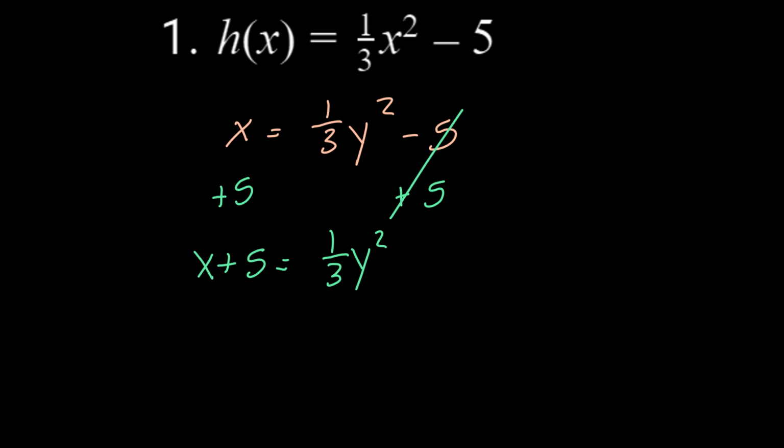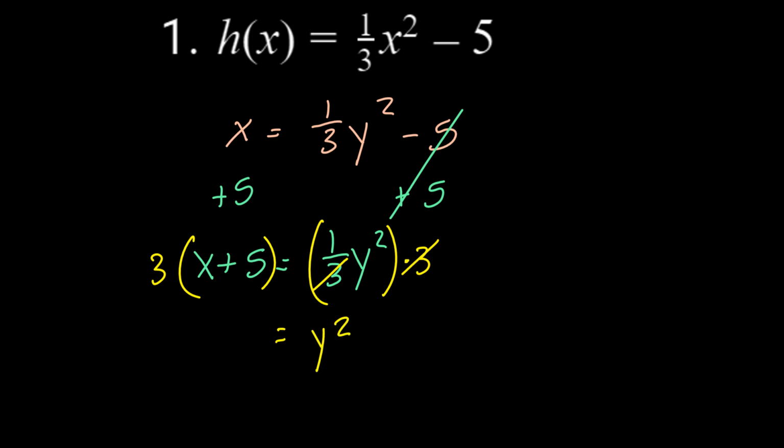Hold on. No. We do not square root yet. Why do we not square root yet? It's not by itself. It's not alone. So how do we get the y squared alone? We can multiply by 3, which is the same thing as dividing by 1/3. Now, the 1/3 and 3 cancel, and you're left with just y squared.